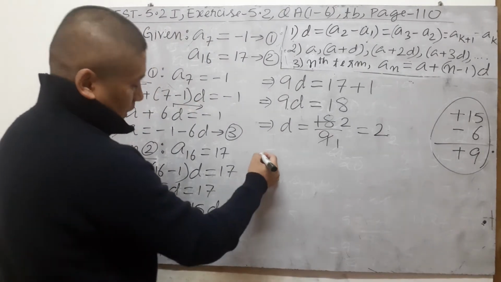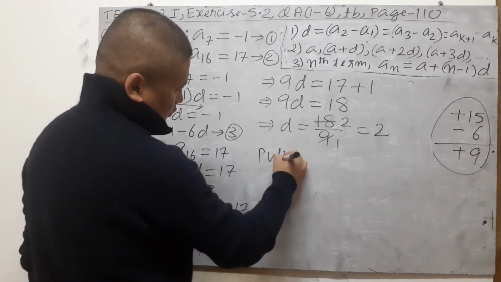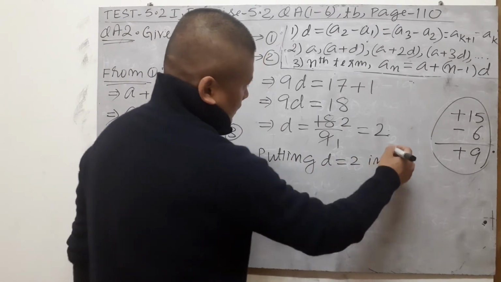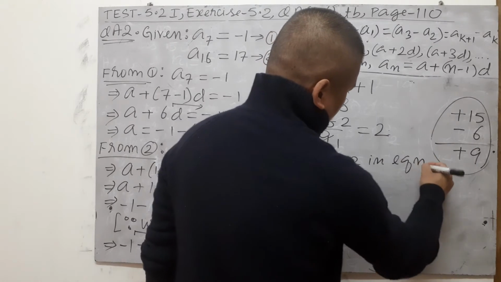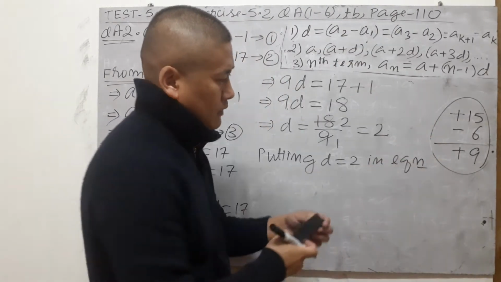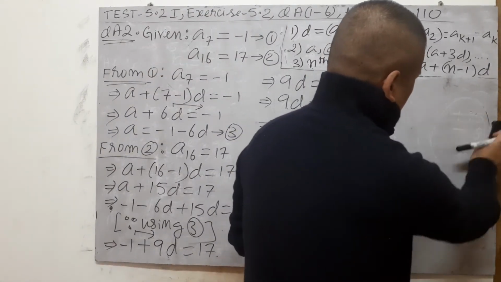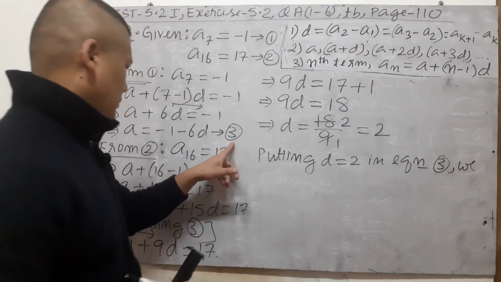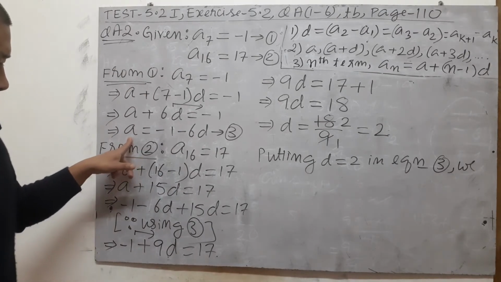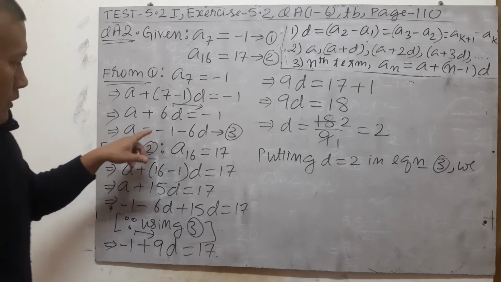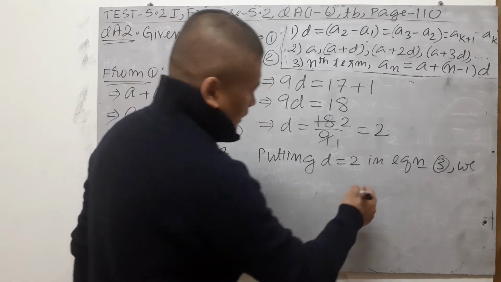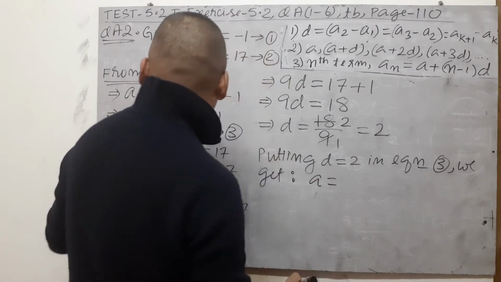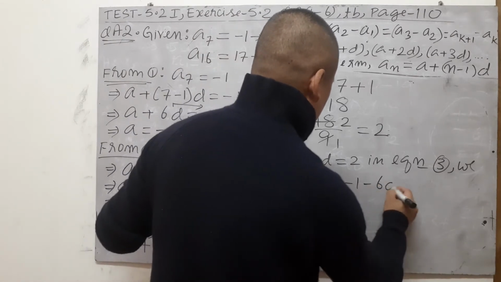Our next job is to find a, so putting this d value that we got just now, which is 2, in equation 3. Write these things on your graph, okay? In equation 3, why? Because equation 3 is perfectly arranged to find a, and we're trying to find a, right? a equals -1 minus 6d. We get here a equal to, you can just write this once, -1 minus 6d.